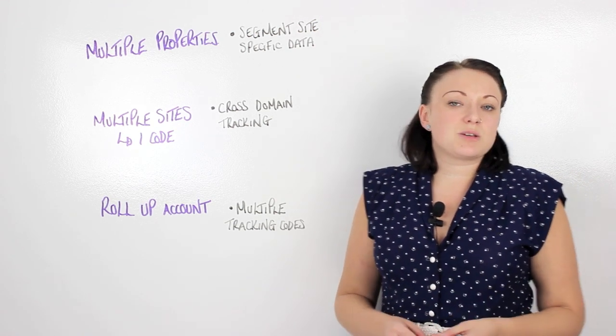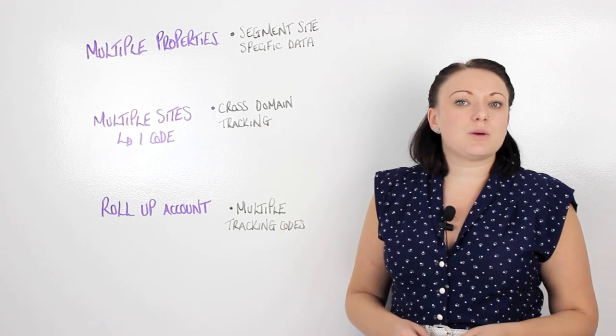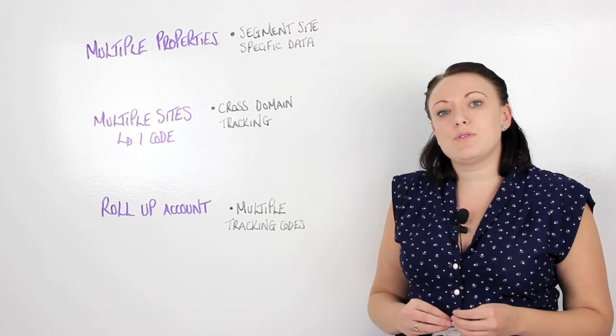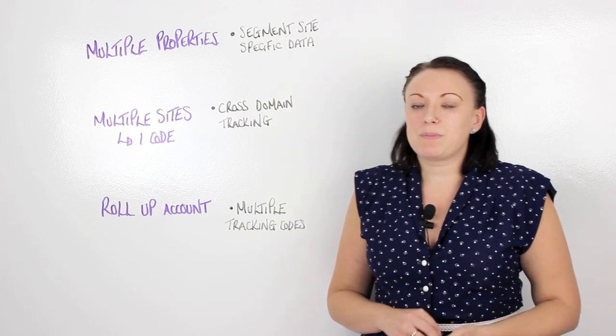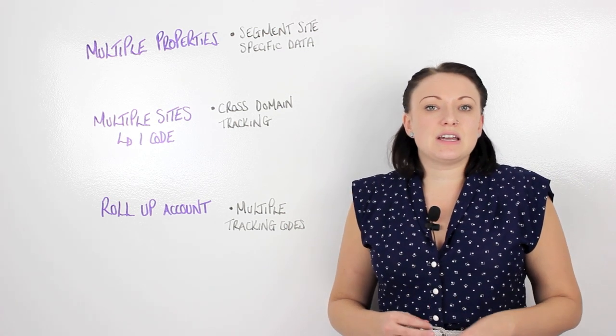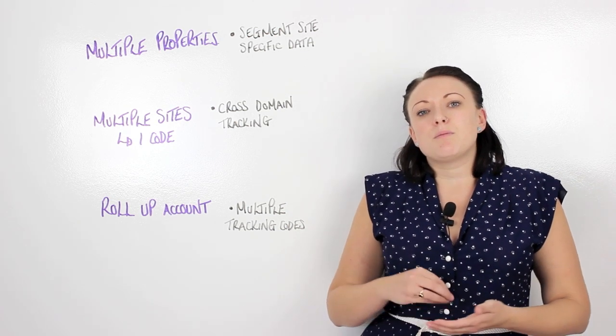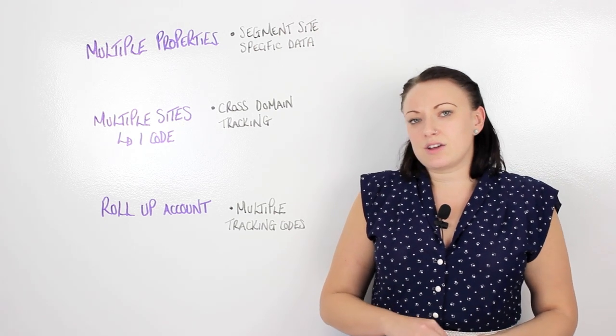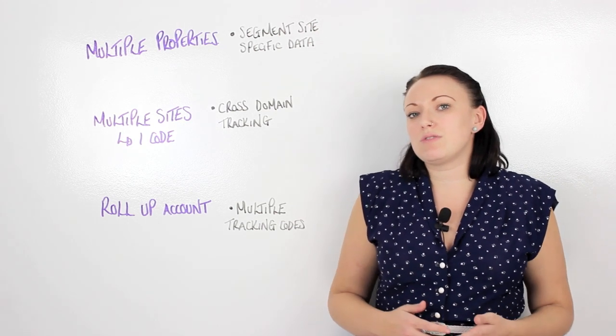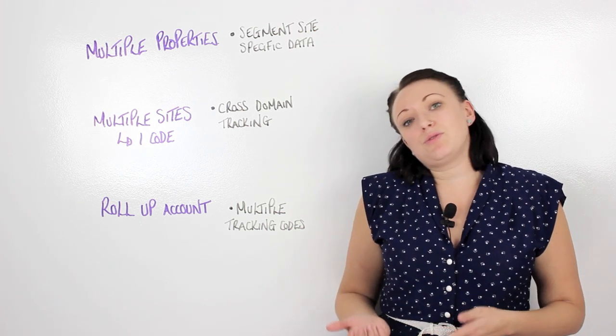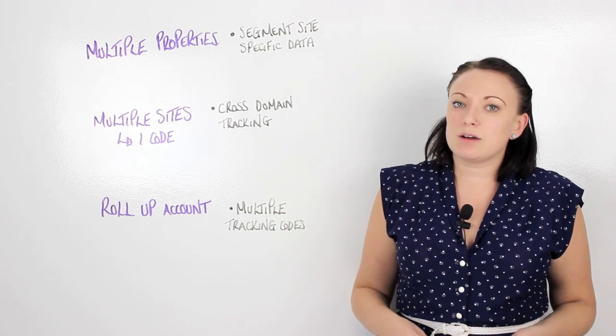However, should you wish to then segment that data further, you can end up with a lot of different profiles within one web property. Now this can become confusing and can make consistency more difficult when it comes to reporting accuracy. So this is why I'd recommend method number 3, which is using a Rollup account.